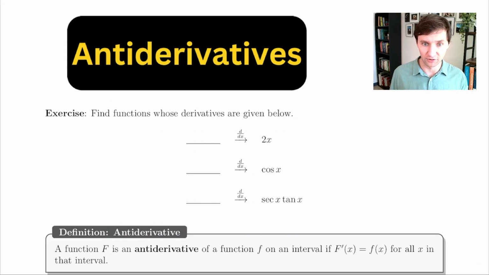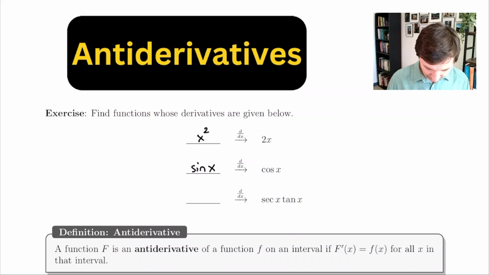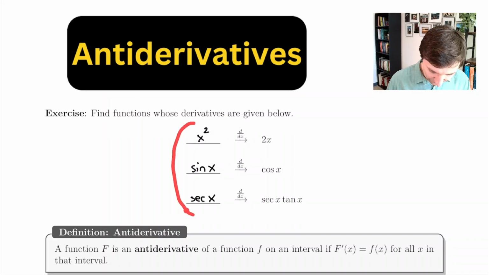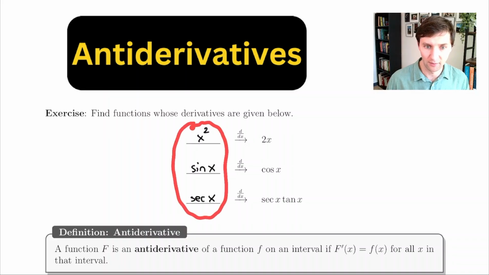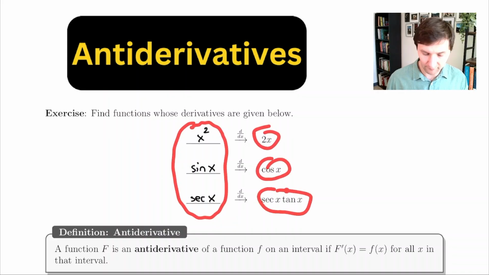I believe a function whose derivative is 2x is x squared. A function whose derivative is cosine of x is sine of x. A function whose derivative is secant of x tangent of x is secant of x. These functions have a name. They are called antiderivatives of these functions.